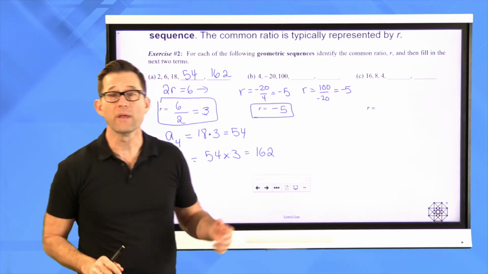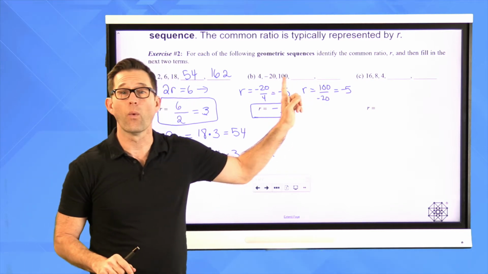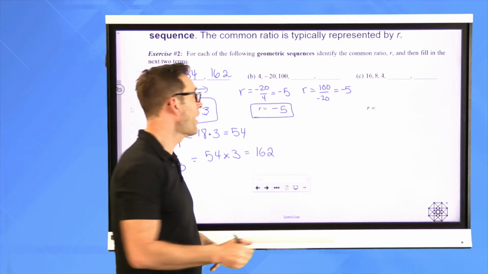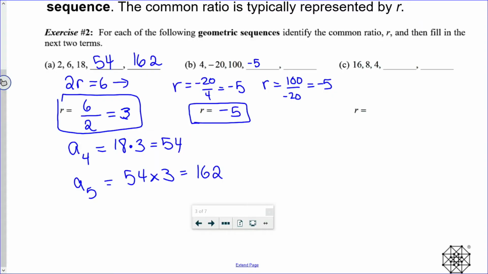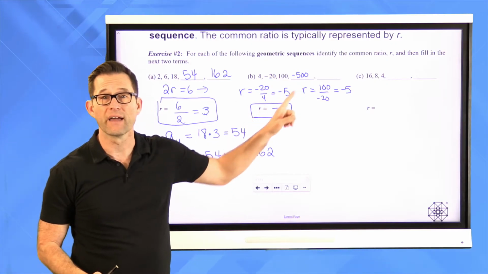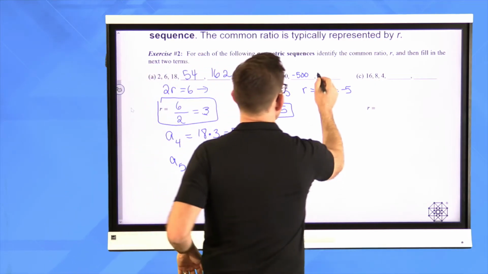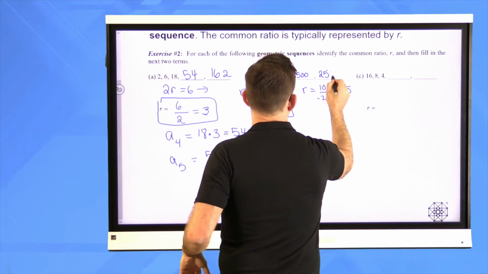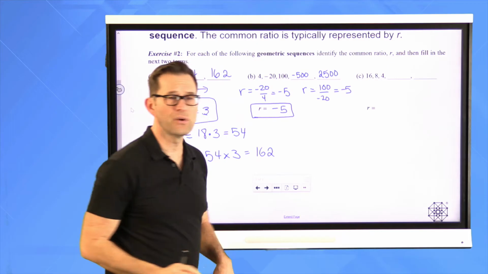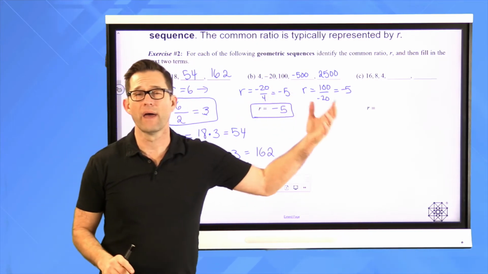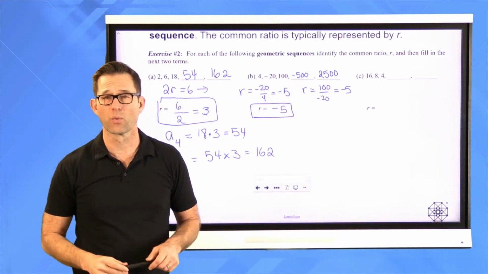And now it's pretty easy, right? To get the next term, I'm going to take 100 and multiply it by negative 5, and that would be negative 500. To get to the term after that, I would take negative 500 and multiply it by negative 5. A negative times a negative is a positive, and that would end up being 2,500. And of course, you could use your calculator to do that. I was doing it in my head because they were relatively easy numbers to work with.